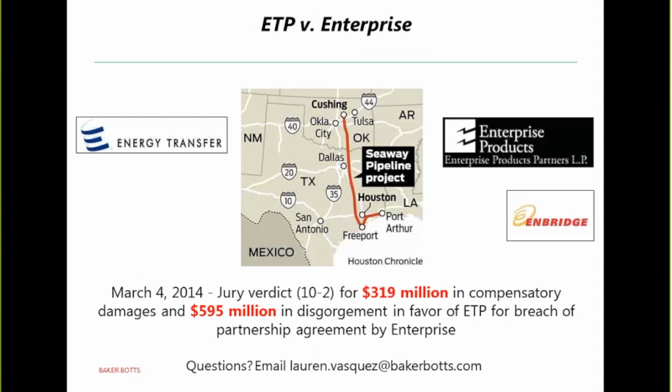So just briefly, let's talk about the background. I know that most of you are familiar with the facts of the case, but the case arises out of a 2011 series of agreements between Enterprise and ETP regarding the possible development of a pipeline between Cushing and Houston. The parties undertook preliminary work toward that joint venture, but in August of 2011, Enterprise terminated the proposed joint venture and announced a competing but different pipeline project with Enbridge. ETP filed suit in September of 2011, and the real key issue is, did the parties have a formal enforceable partnership?